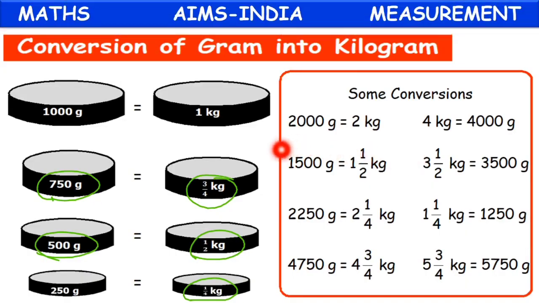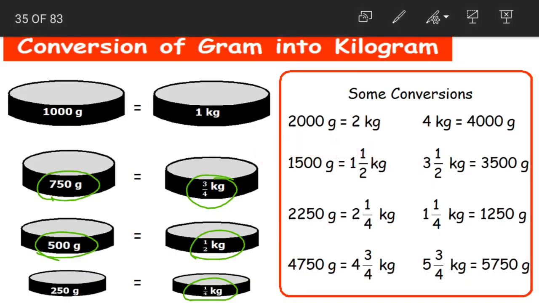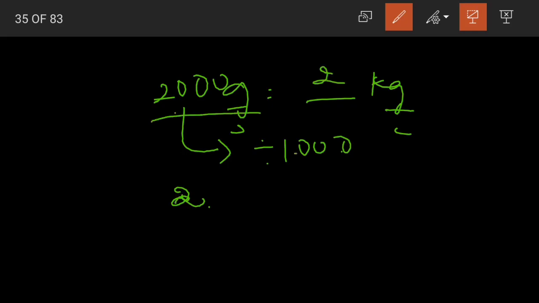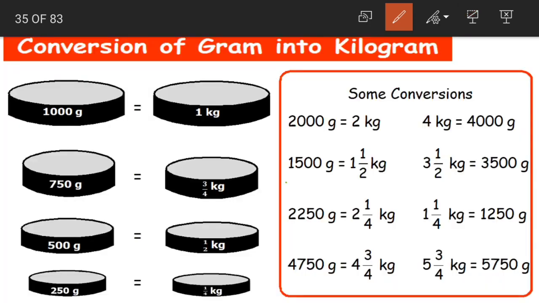See some conversions. 2000 grams is equal to how many kgs? Grams to kgs. Small to large. We have to divide by 1000. 2000 divided by 1000 is equal to 2. 1000 twos are 2000. So 2000 grams are equal to 2 kilograms.